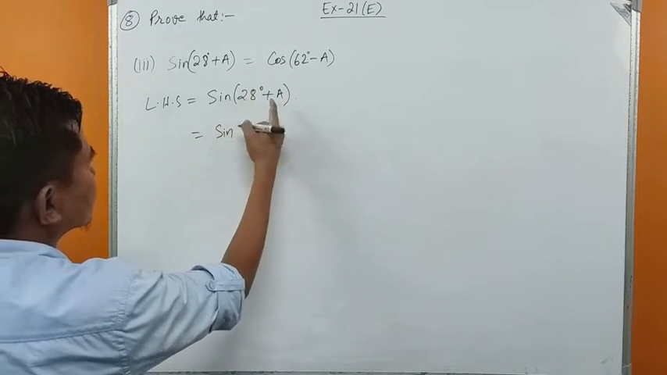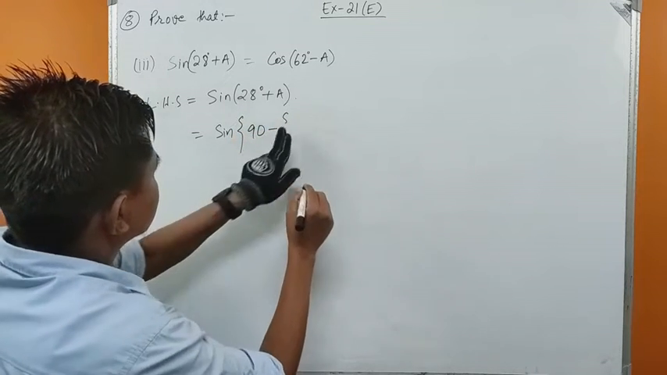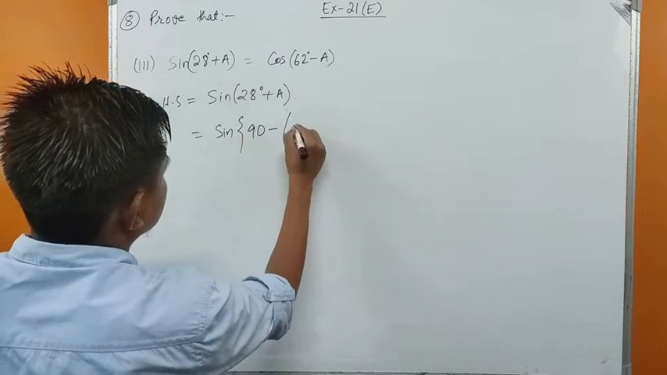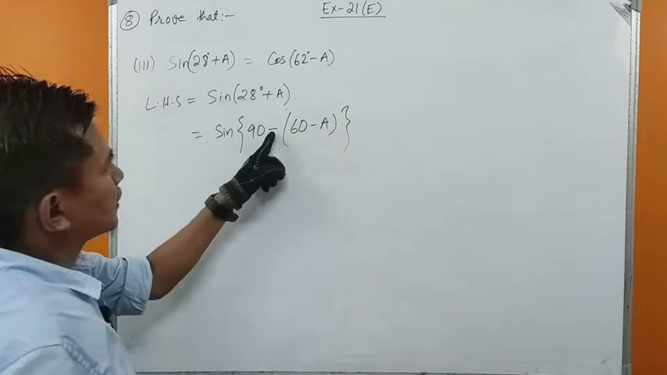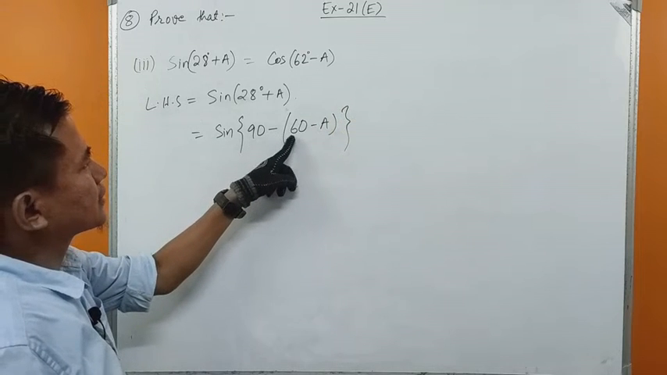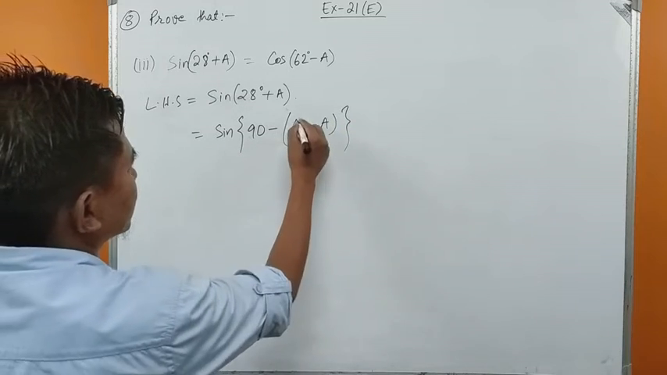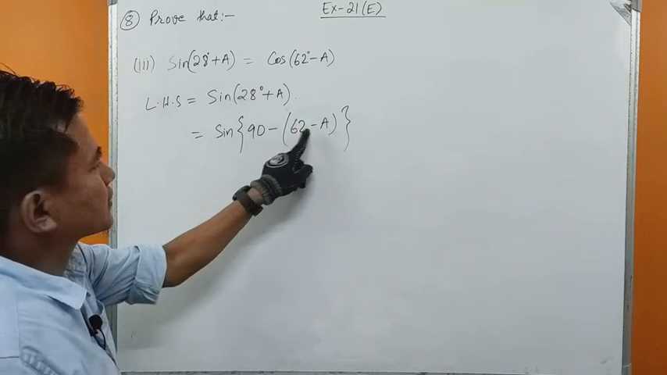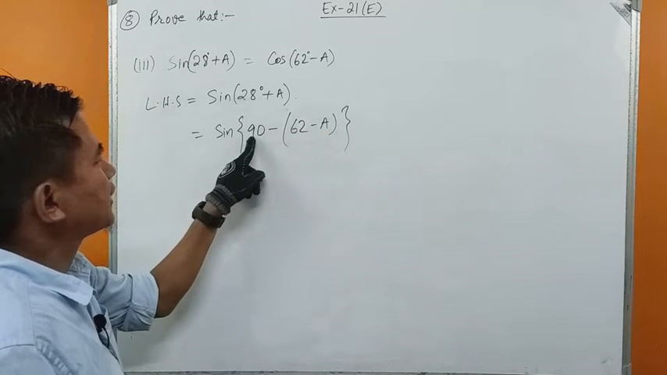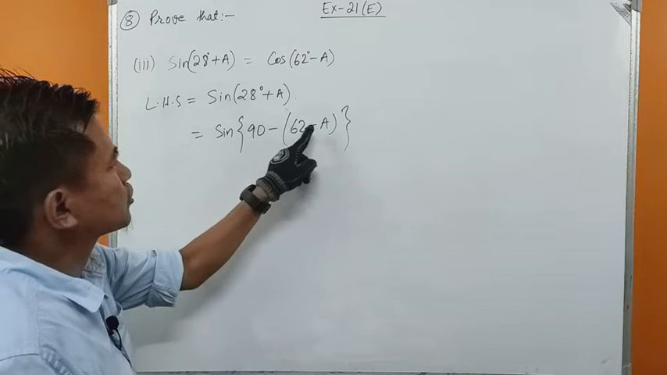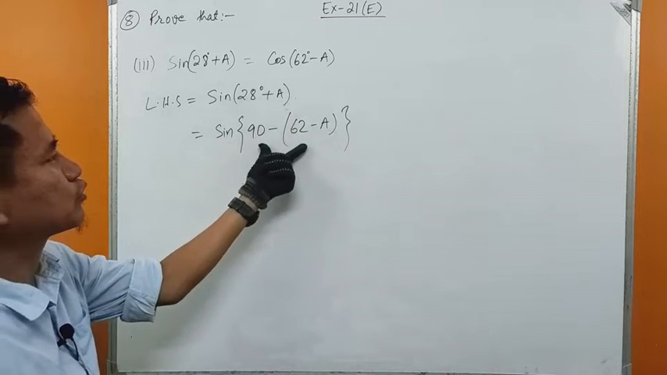Instead of 28 plus a, I can write 90 minus 62 minus a, isn't it? Minus into plus, minus 90 minus 62. 90 minus 62 minus a. 90 minus 62 is 28. 10 minus 2 is 8. 8 minus 6 is 2. So minus into minus is plus. Plus a, 28 plus a. The value 28 plus a should not change.